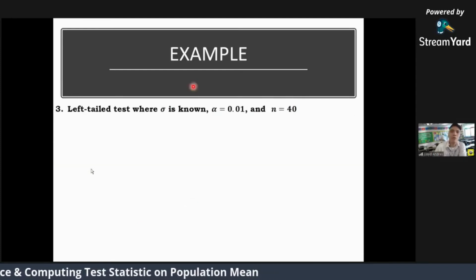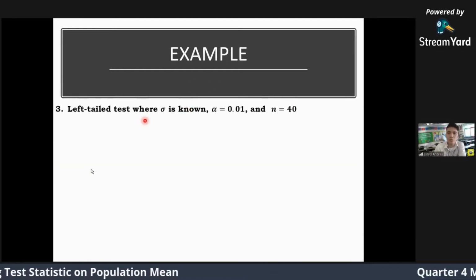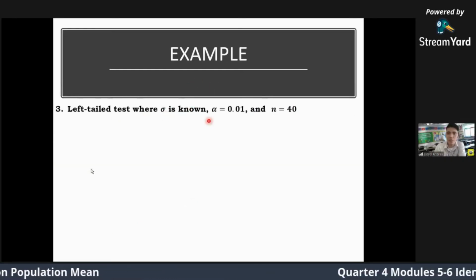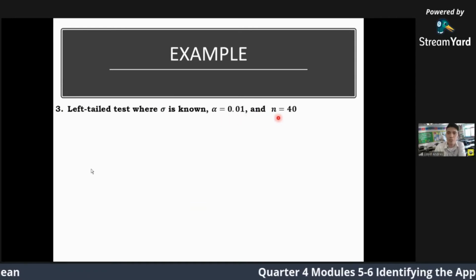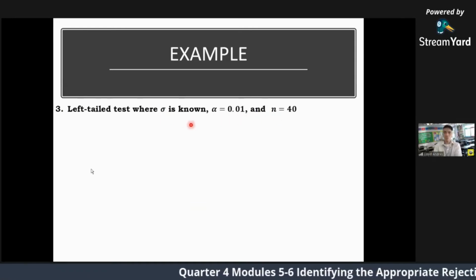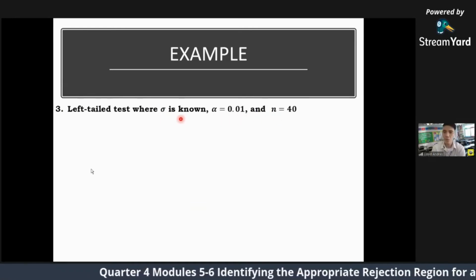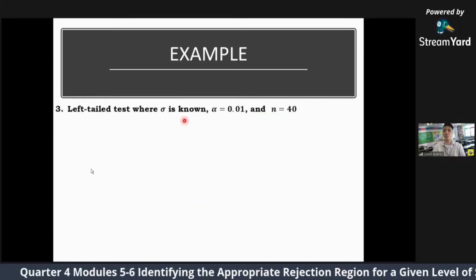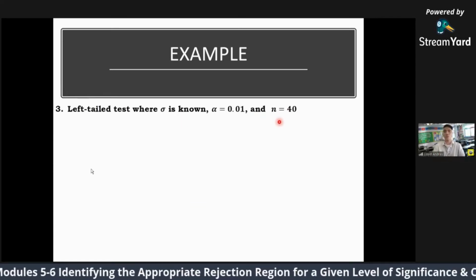Another example, left tail test where sigma is known and alpha is 0.01 and n is 40. So again, sigma is known. So klaro na nga z-test ta. Labi na nga n na to is greater than 30.